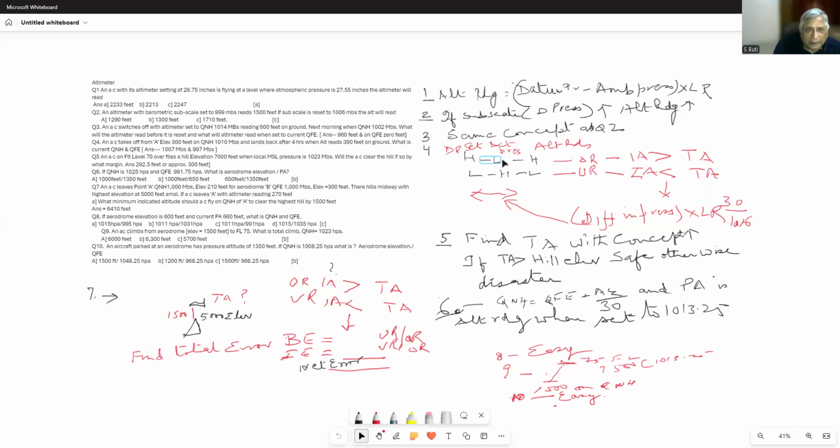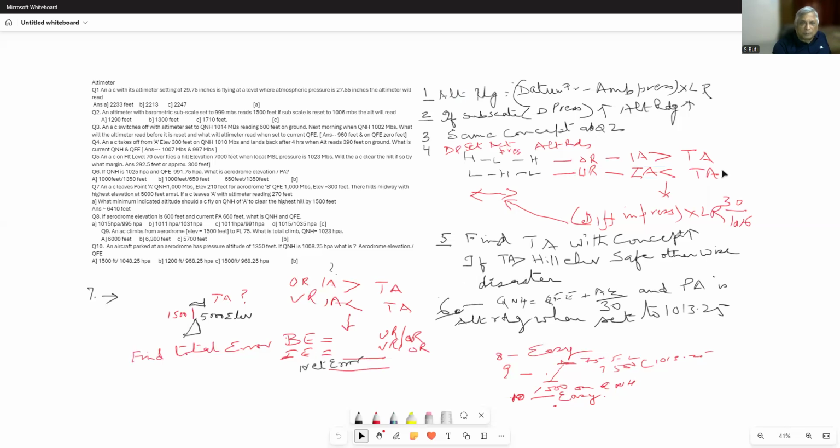If the datum pressure is high, actual pressure is low, the altimeter reads high, it will overread, and the reading of the altimeter, called indicated altitude, will be more than your true altitude. Conversely, if your datum pressure is less, actual pressure is high, your altimeter reads low, or we can say it underreads. In an underreading altimeter, indicated altitude will be less, but the true altitude will be more.